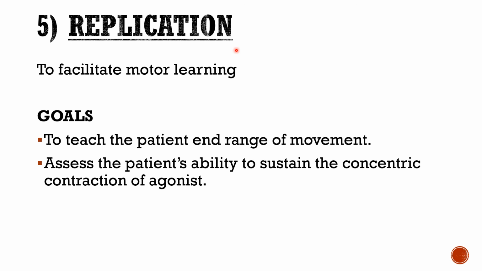The fifth one and the last one is replication. Now we have covered so many techniques, and through all of these the patient completely learns to perform his movement. And for the last technique, that is replication, we teach the patient how to end the range of motion. Now coming up till here, the patient fully knows the motion, how to do this, how to do that, but how to end the range of motion is facilitated in the replication part, and it's used to facilitate the motor learning. It also assists the patient's ability to sustain the concentric contraction of the agonist.